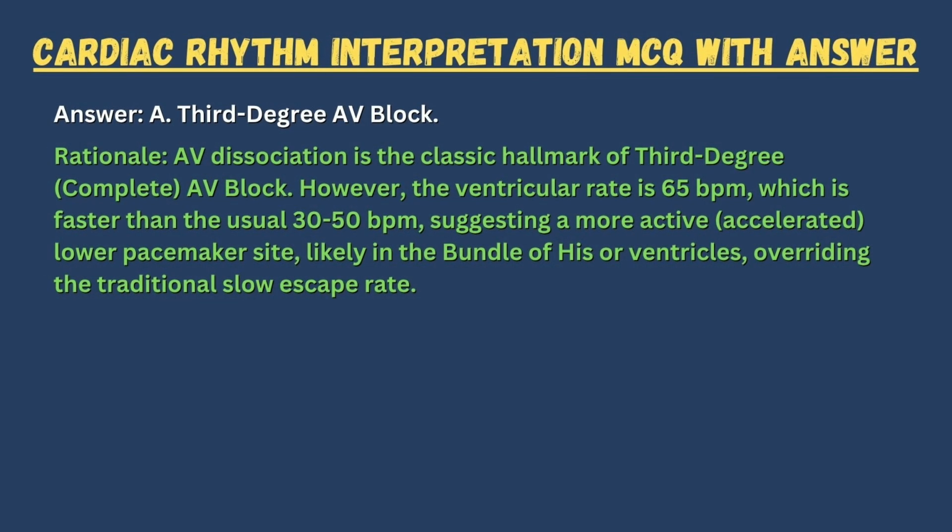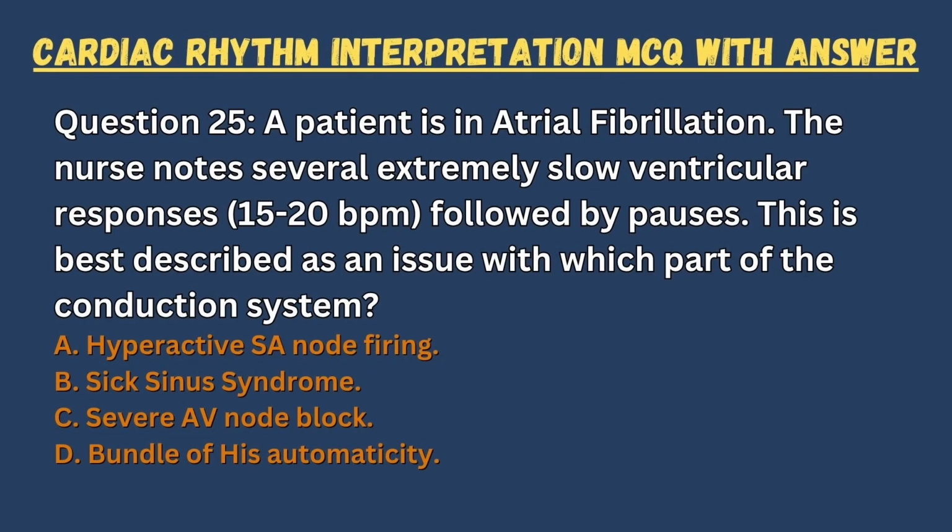Rationale: AV dissociation is the classic hallmark of third-degree, complete AV block. However, the ventricular rate is 65 beats per minute, which is faster than the usual 30 to 50 beats per minute, suggesting a more active, accelerated, lower pacemaker site, likely in the bundle of His or ventricles, overriding the traditionally slow escape rate.